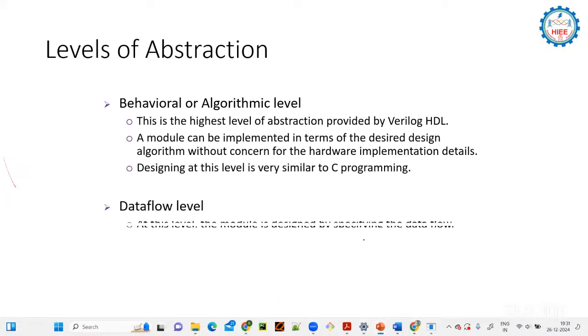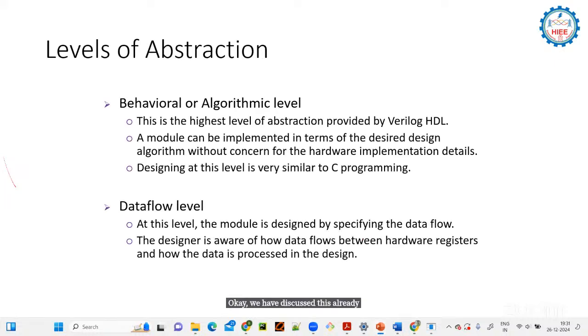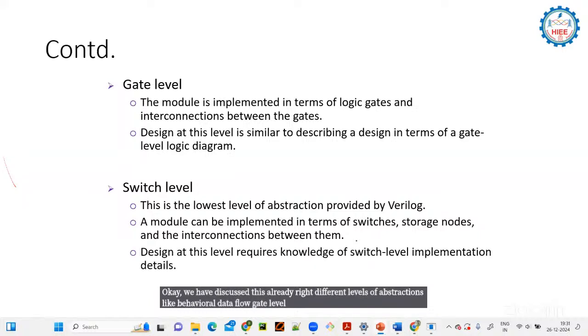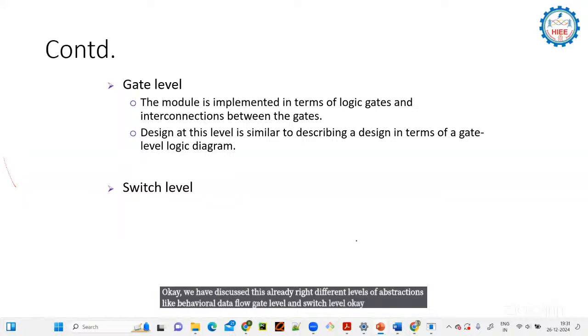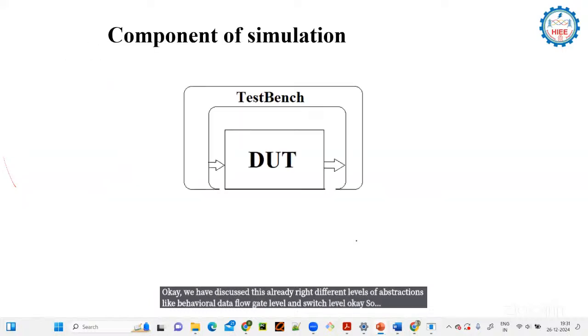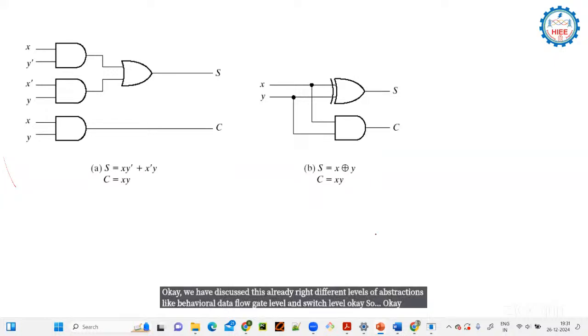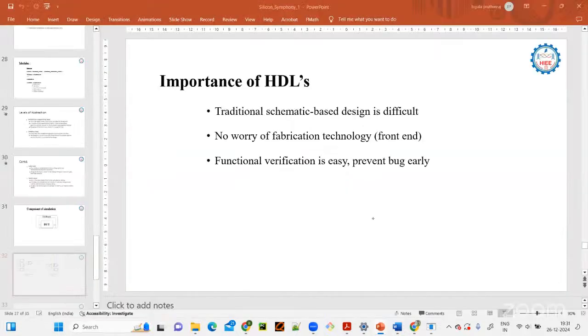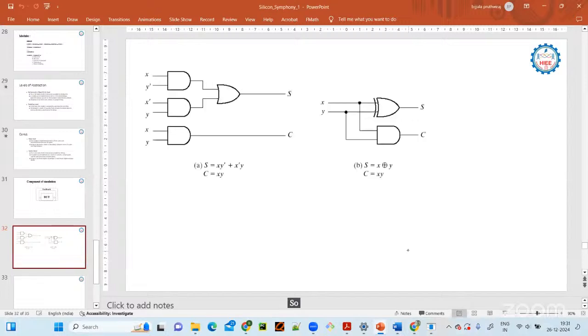We have discussed this already, right? Different levels of abstraction like behavioral, data flow, gate level, and switch level. Now let us quickly try to write one code in gate level modeling. So let me write one code in gate level modeling style.